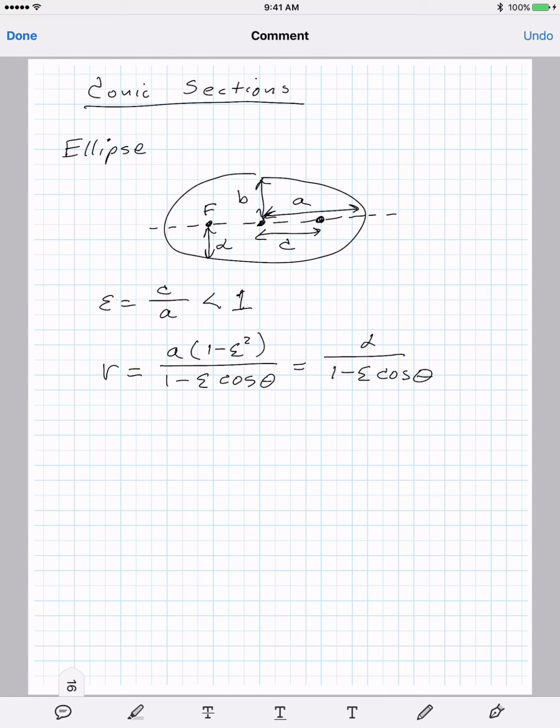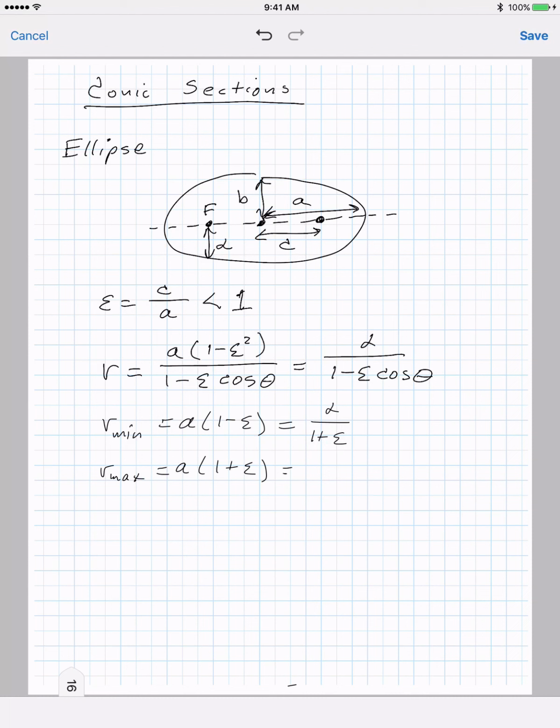Now we can also describe an r min. That's the minimum distance between a focal point and the point of closest approach. That is a times 1 minus epsilon, which is also alpha over 1 plus epsilon. And then there's an r max, which is equal to a times 1 plus epsilon, equal to alpha over 1 minus epsilon. R min I think is called the perigee.